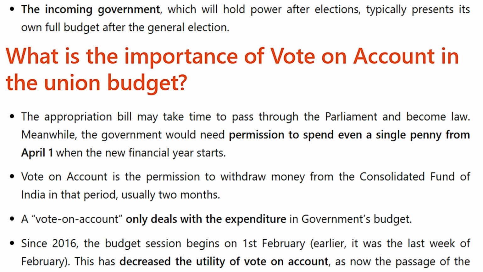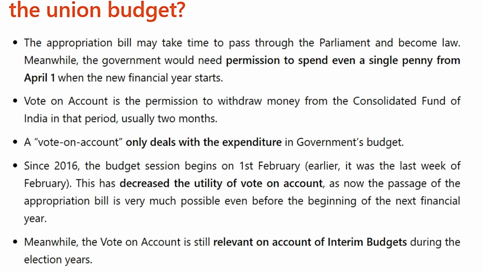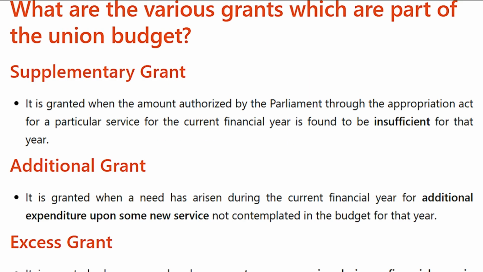Since 2016, the budget session begins on 1st February. Earlier, it was the last week of February. This has decreased the utility of vote on account, as now the passage of the appropriation bill is very much possible even before the beginning of the next financial year. Meanwhile, the vote on account is still relevant on account of interim budgets during the election years. What are the various grants which are part of the Union budget?